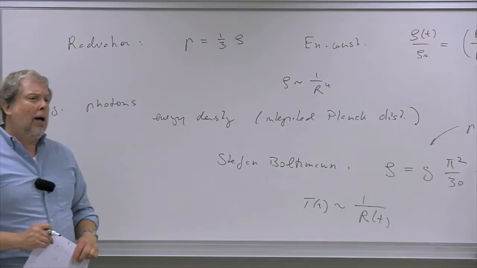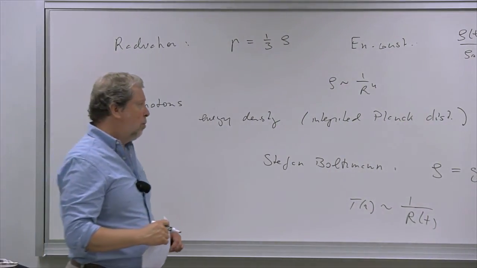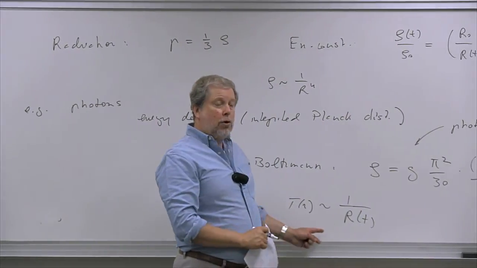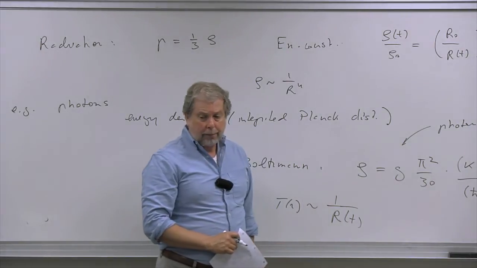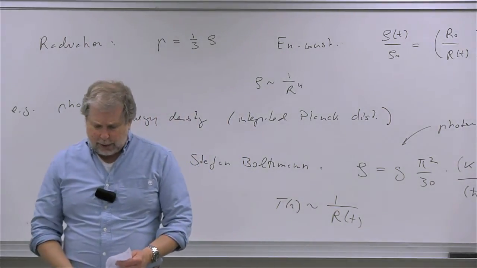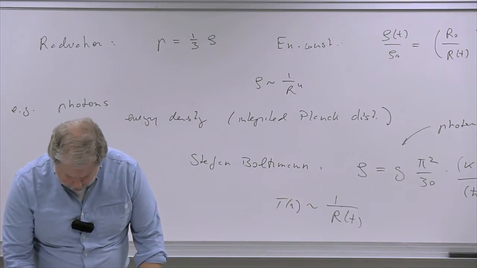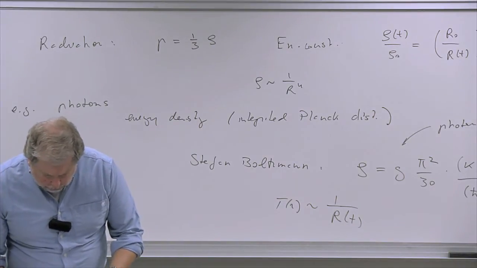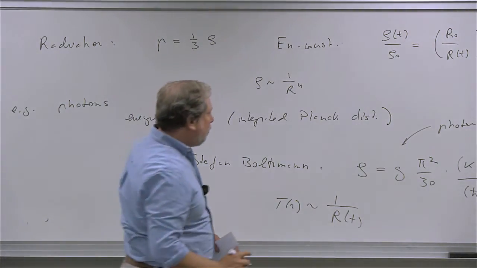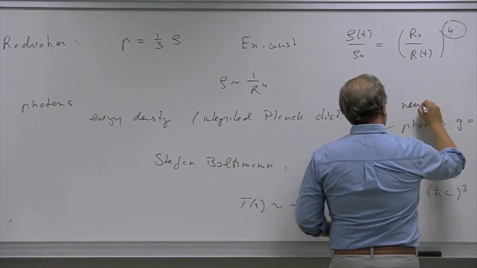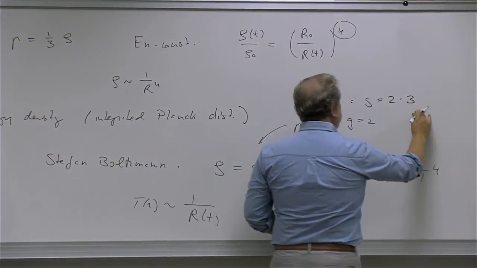However many light particles you have, they will be floating around in this primeval soup, and you have to add them all up. That, of course, is not going to change the result that the temperature goes down like 1 over the scale factor, which is a simple result and is one that is fairly easy to remember. And so neutrinos, g is equal to 2 times 3.